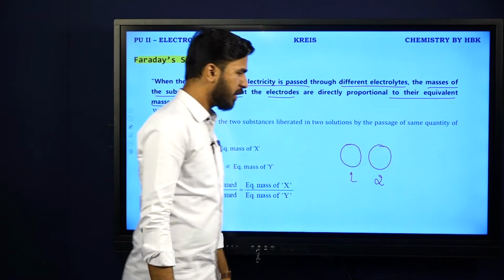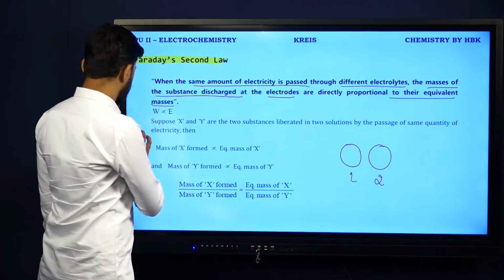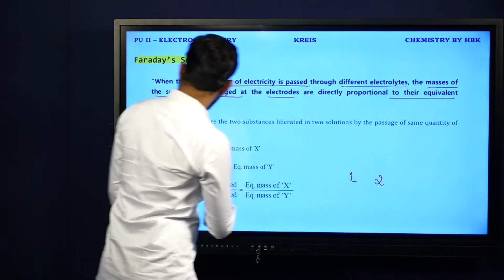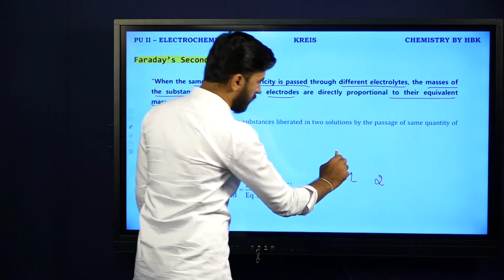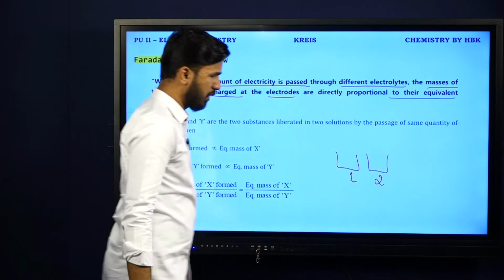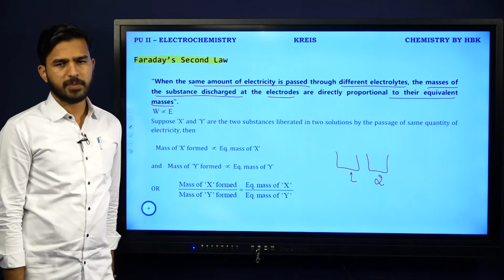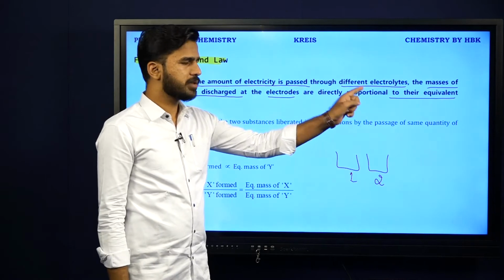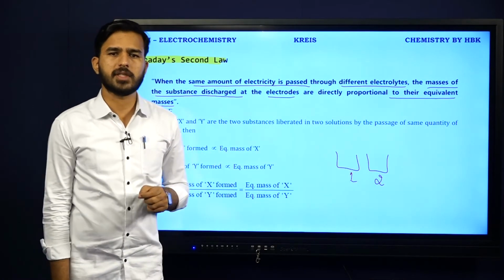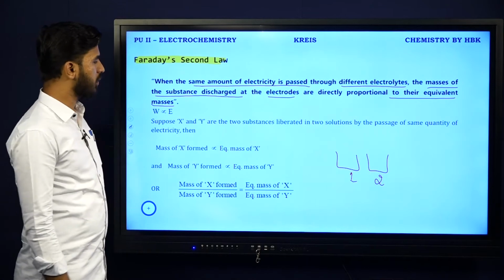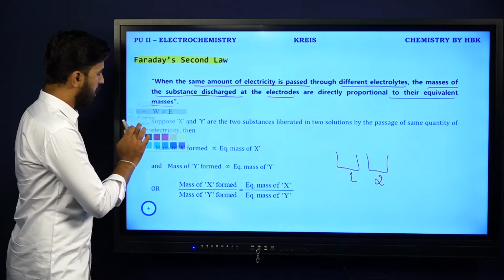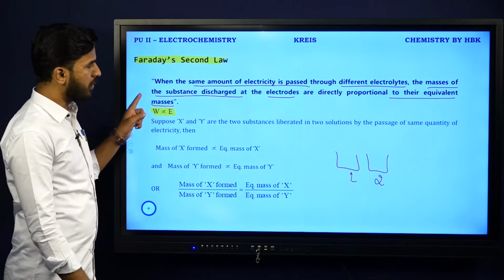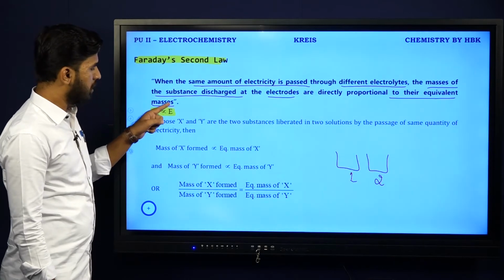When two different electrolytes are used in two different electrolytic cells, when the same amount of electric current is passed through different electrolytes, the mass of the substance deposited is directly proportional to their equivalent masses, and that is given by W proportional to E, where W is the mass of the substance deposited and E is the equivalent mass.